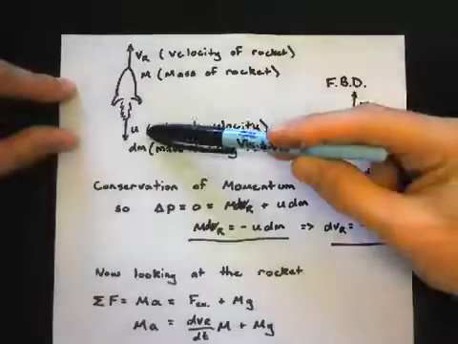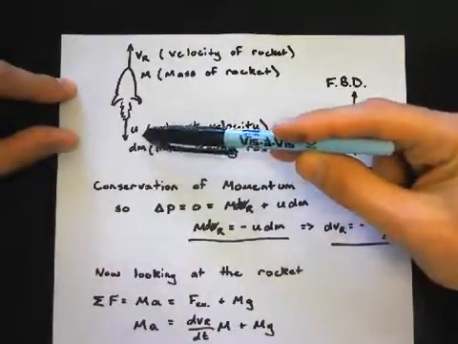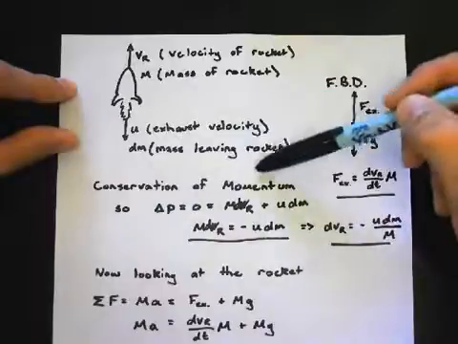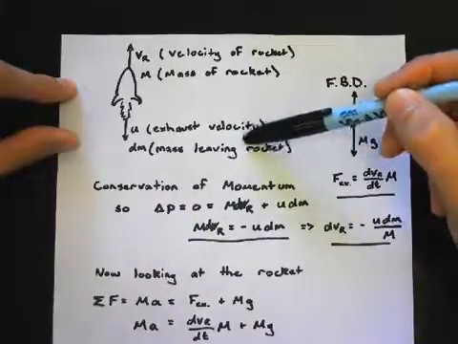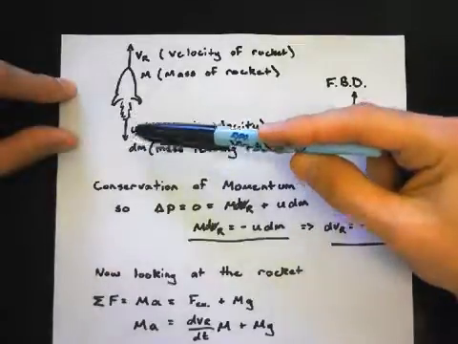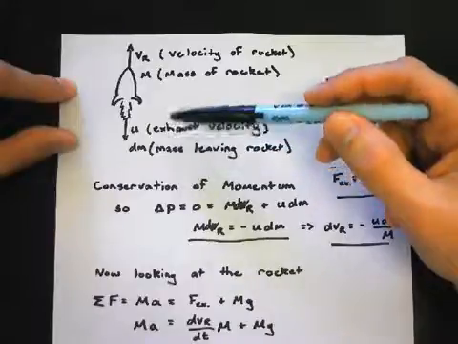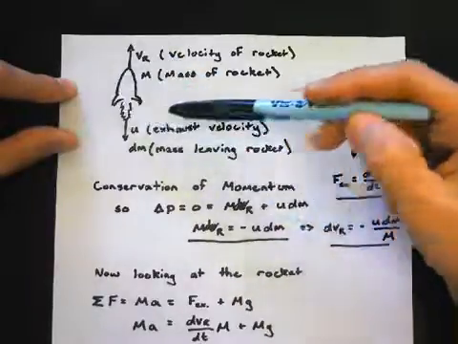And I defined u as a constant velocity of that exhaust leaving the rocket, and dm, which is that small amount of mass leaving the rocket at any time. So dm is that change of mass of the whole rocket.